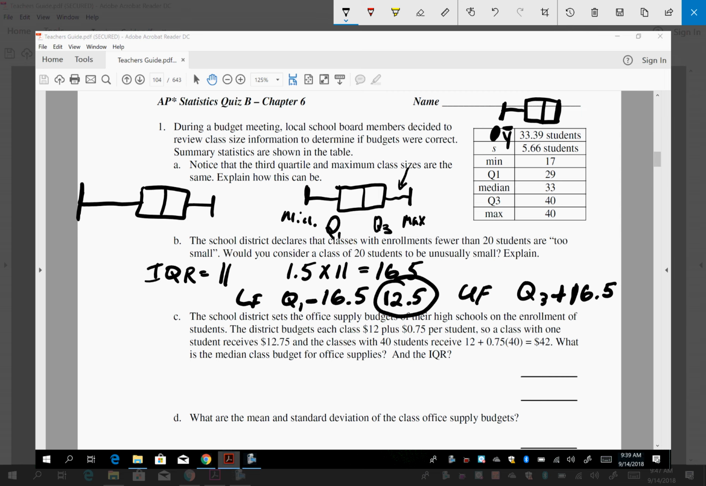So if the minimum was like 11, it would be. Yes, if there was a class size out there that was 11, then that would be an outlier because it's below the lower fence. All right.